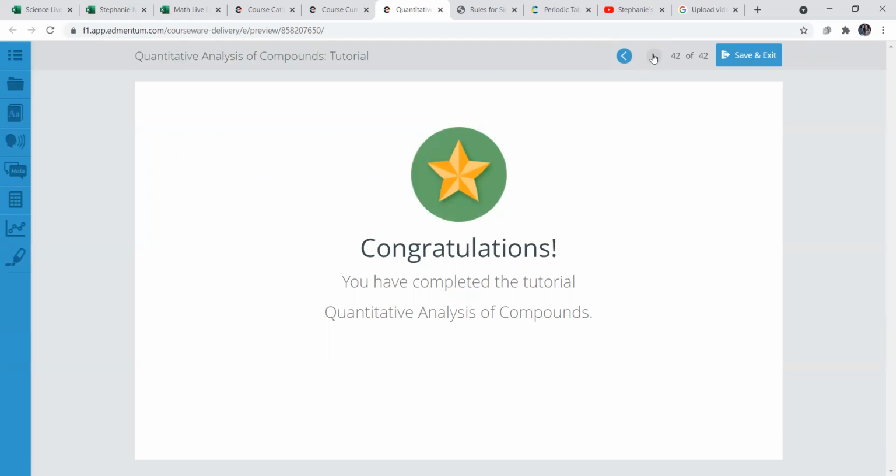Quantitative analysis of compounds tutorial. And that is the ending of it. And yeah, hopefully that gives you just a better understanding of everything.